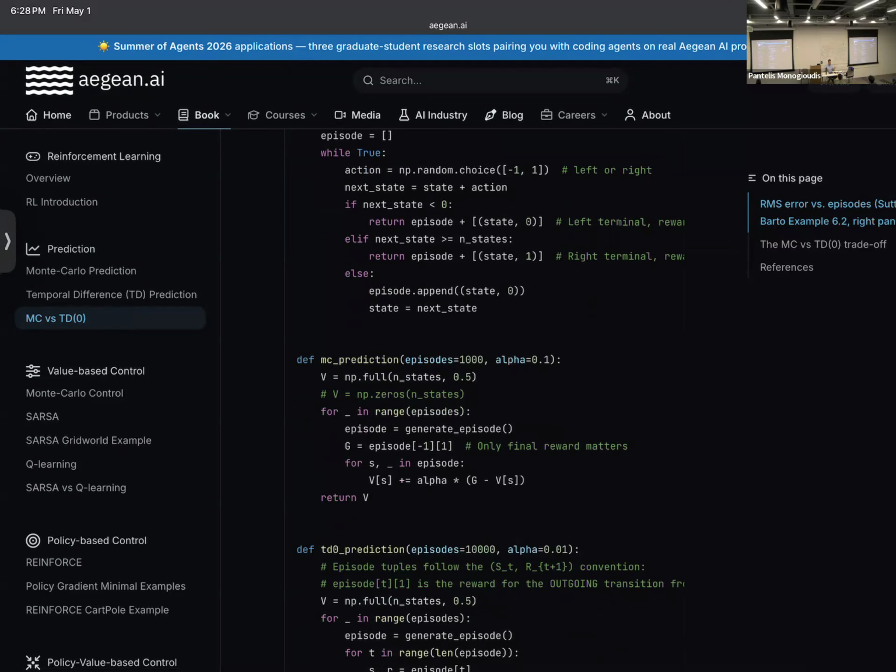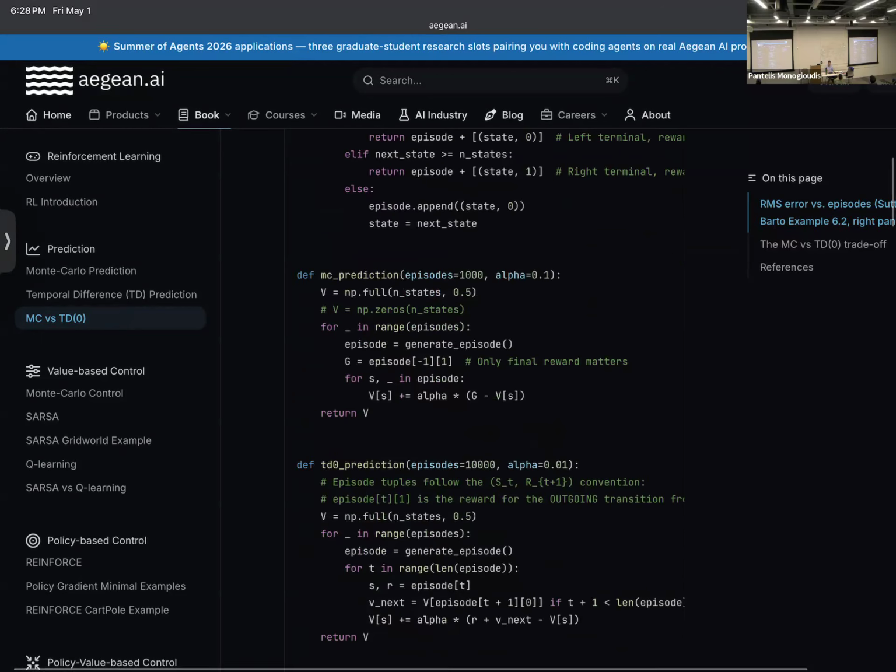Your job after you have an episode is to understand, first of all, the MC prediction function, which is you start with some value function where everything is 0.5, right? All states have 0.5, right in the middle, in other words. And you go over the episodes that you generated, and look what happens here. Calculate the GTs from the state that you're in right now. Do you see the line? G is equal to episode minus 1, 1.